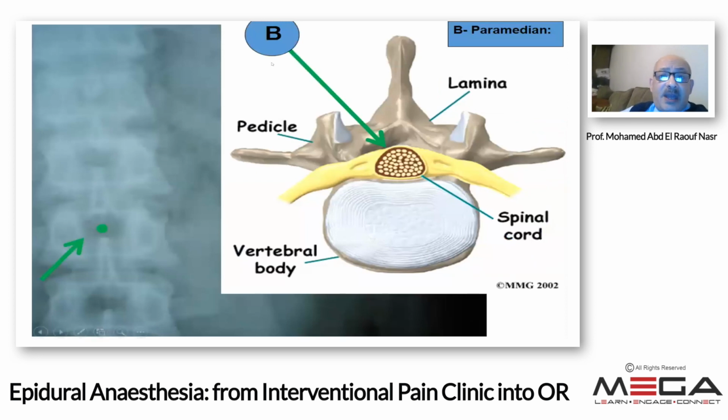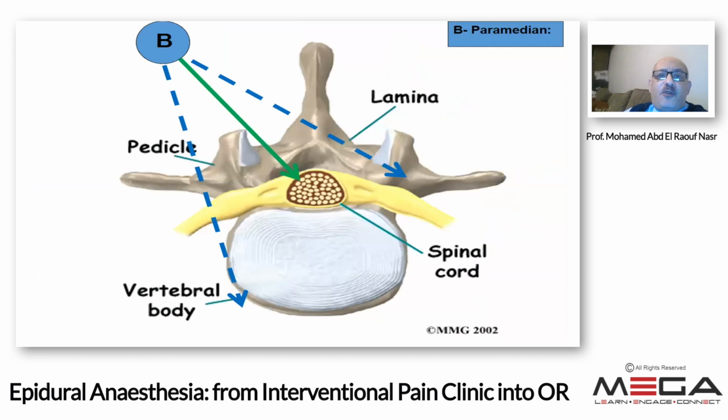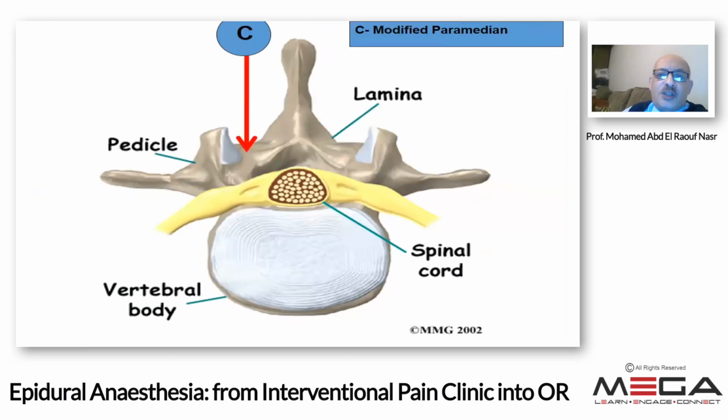The second way is to do a paramedian approach. During the paramedian approach, we go from laterally towards the midline, where the tip of the needle should reach the epidural space in the midline. The major problem is that the direction might be too anterior or too posterior, and at that time you might do repeated attempts, the patient feels uncomfortable, and there is a failure rate for doing epidural.